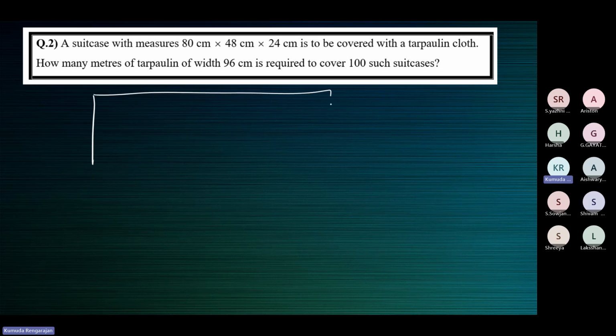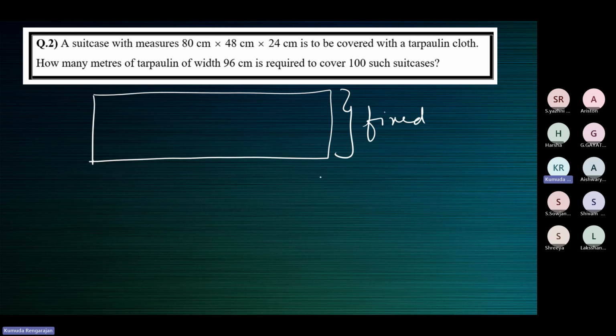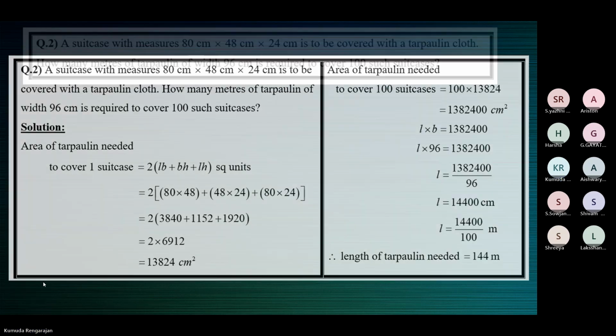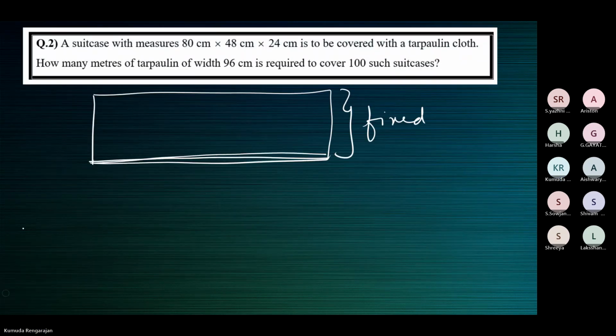The fabric is rectangular. But you will only specify the length of the fabric, because the breadth of the fabric is fixed. This you and I cannot decide. You and I can only decide the length of the fabric we need. You cannot tell the shopkeeper, give me this length and this breadth of fabric. The breadth of the fabric is fixed. And here you see that the breadth of the tarpaulin material is 96 centimeters. It's fixed.